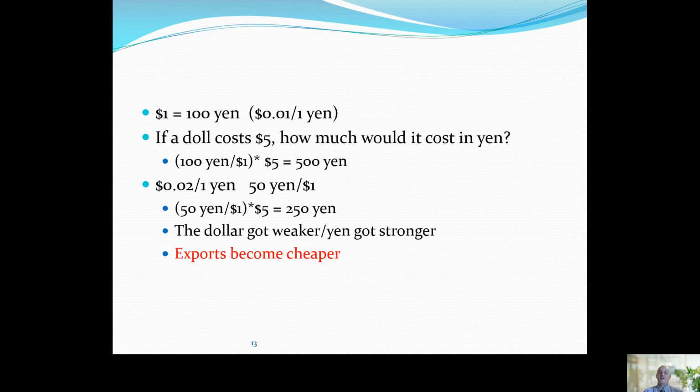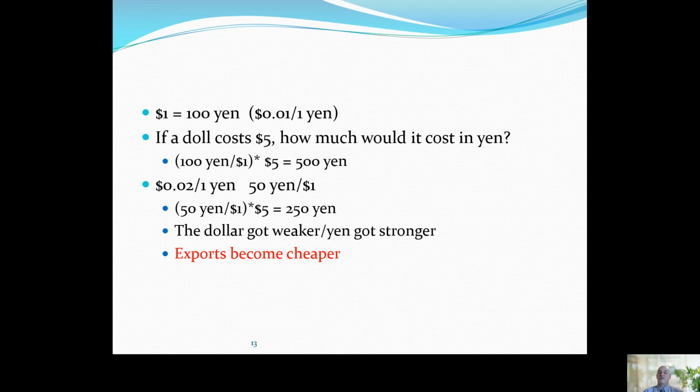So when the dollar gets weaker and the yen gets stronger, imports into the United States become more expensive, and exports from the United States get cheaper. So oftentimes businesses might choose to prefer a weak dollar simply because they're then able to sell more to other countries because their items are cheaper around the world. This all works in reverse.